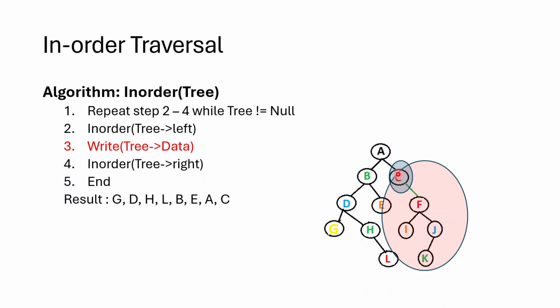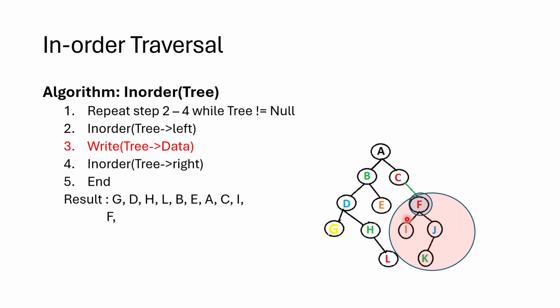So then I'll go to the root node, C. So C is written over in the output side. Then the right side of C is F, I, J, K. So then what happens over here? Once again, for F, the left is I. For I, there is no left child. Only the root node is there. So I've written the I. So then the left child of F is completed.